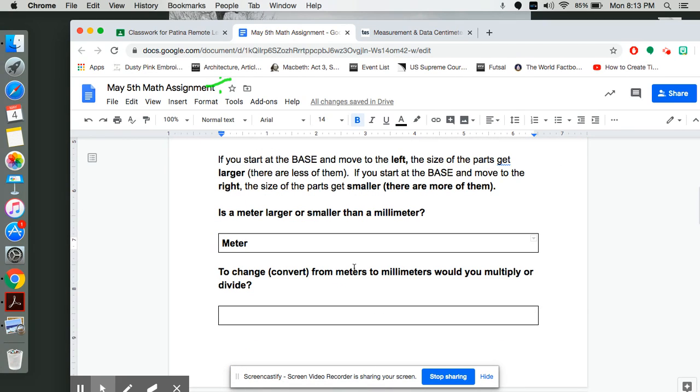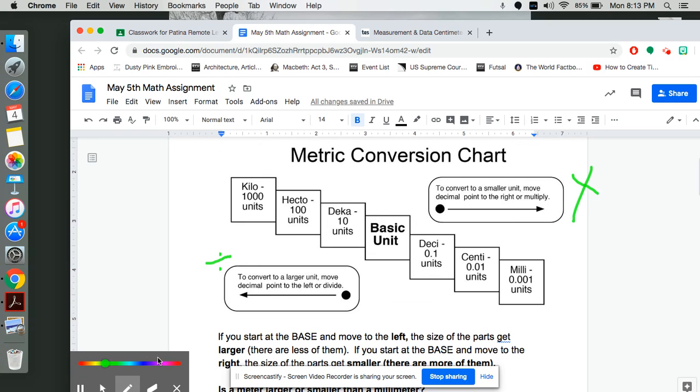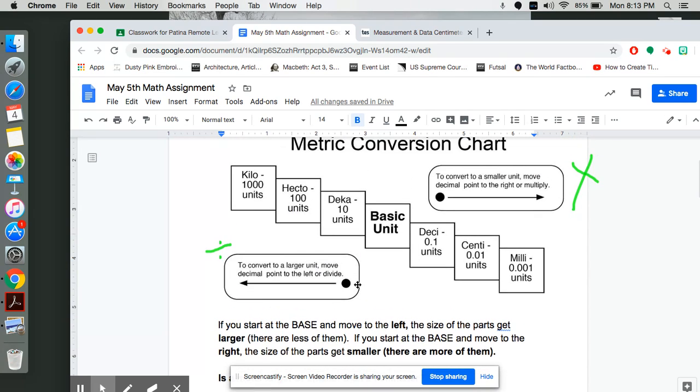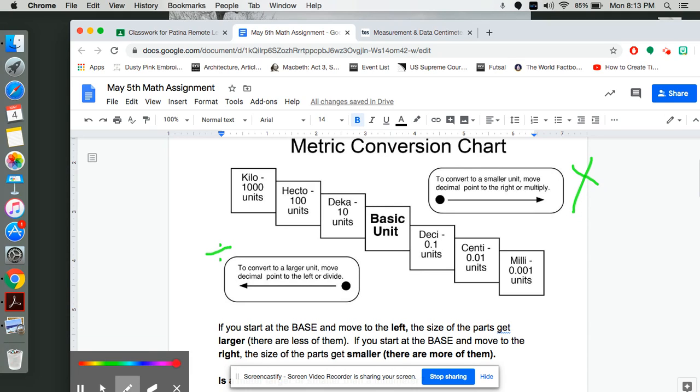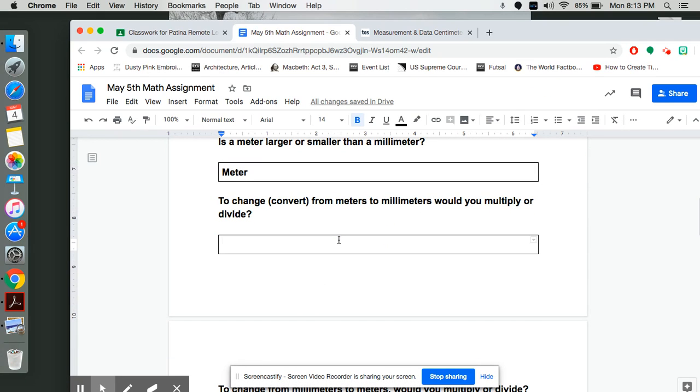So if I'm going from a big unit, from meters to millimeters, would I multiply or divide? Well, let's go back up to this chart here. And it said, if I'm going from big units to small units, I'm going to multiply because I'm going from here and I want to go down to millimeters, so I'm going to be multiplying if I'm going to the right there. So I'm going to actually say right here, multiply.